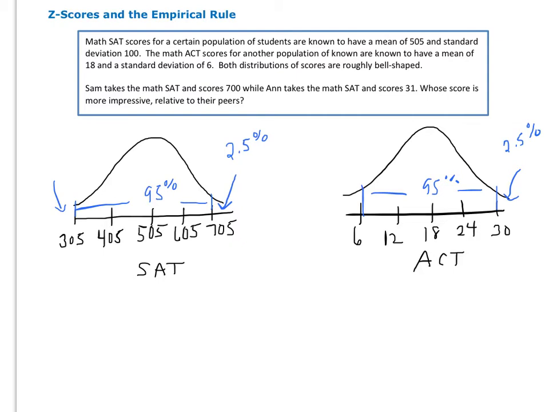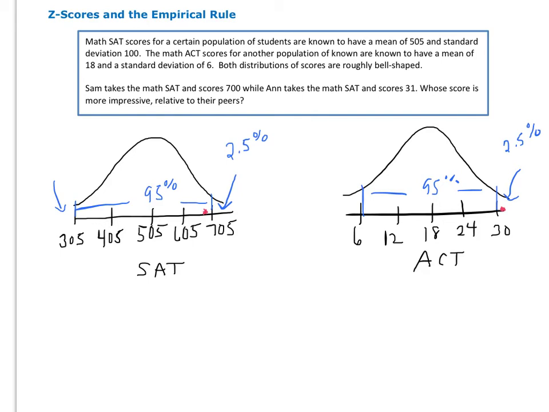So let's look at 2 students' scores. Sam had a SAT score of 700. I can mark his on the graph. It's going to be roughly here. And Anne took the ACT, and her score was 31. Slightly better than 2 standard deviations from the mean. So right away I can visually see that Anne's score was more impressive. She was more than 2 standard deviations above the mean, while Sam was just under 2 standard deviations from the mean.